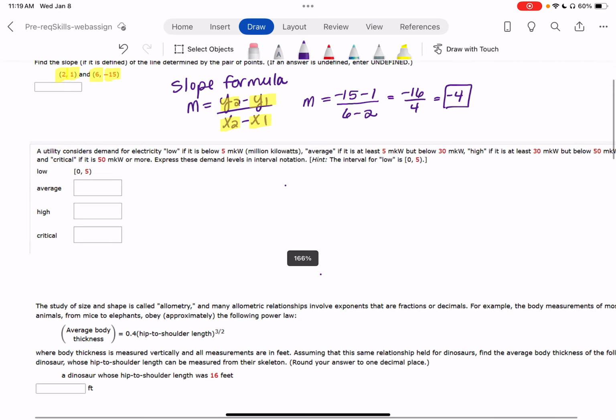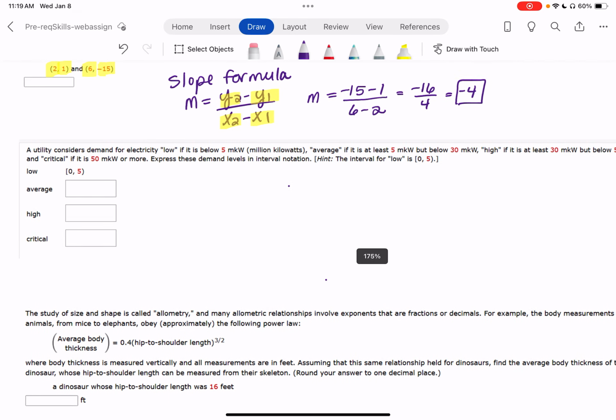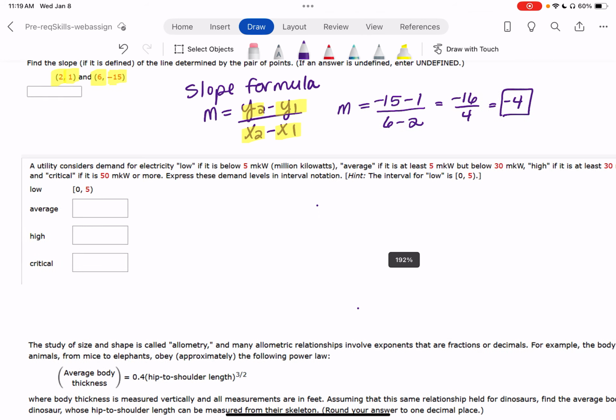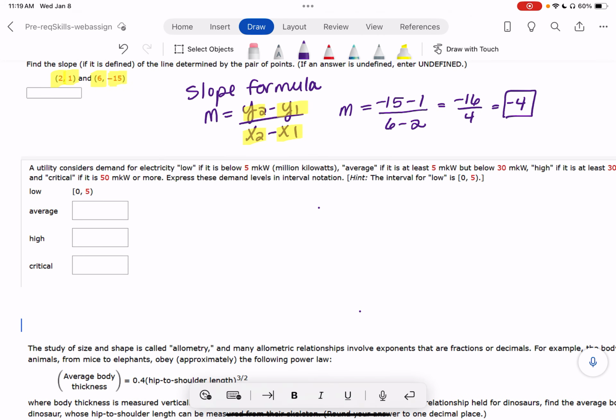So in this next example here, and I apologize, I know the font is a little small to read here, but they're talking about a utility considers demand for electricity low if it is below 5. And what they've done here is filled in this first one for you, okay? Because you're basically just expressing these in interval notation. So if you've got between 0 and 5, bracket on the 0, parenthesis on the 5, that would match that statement there.